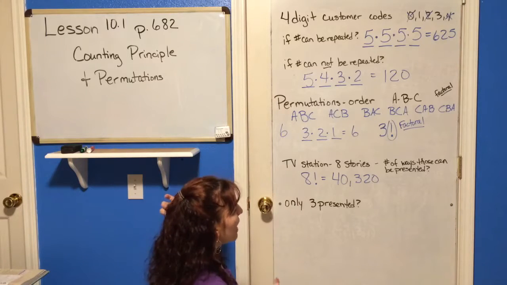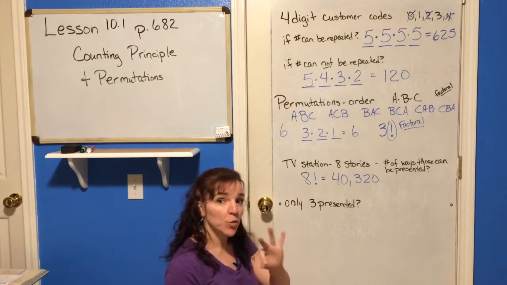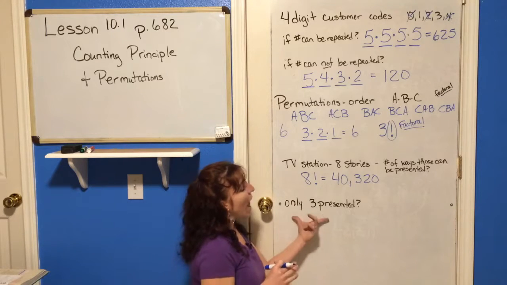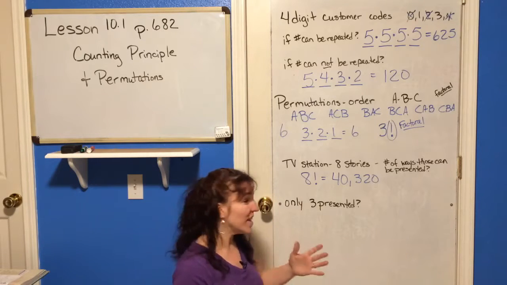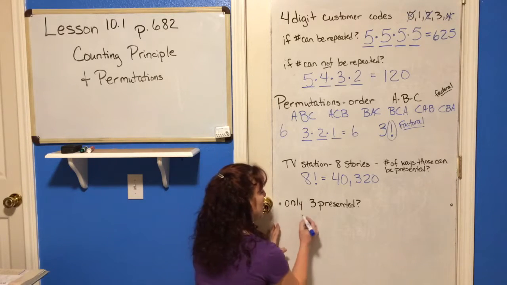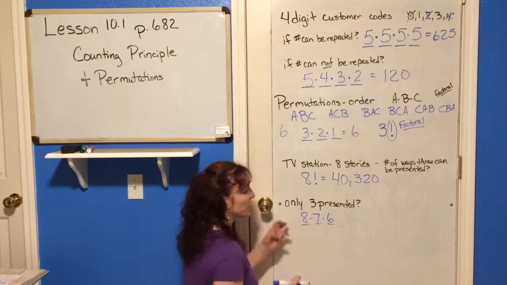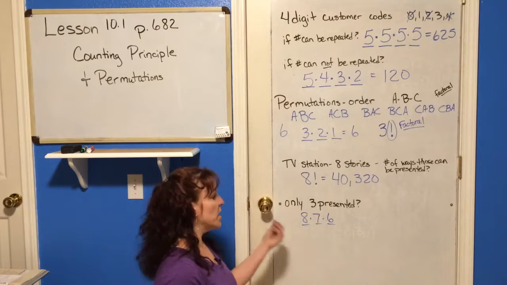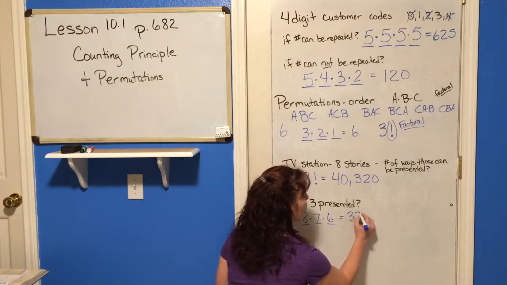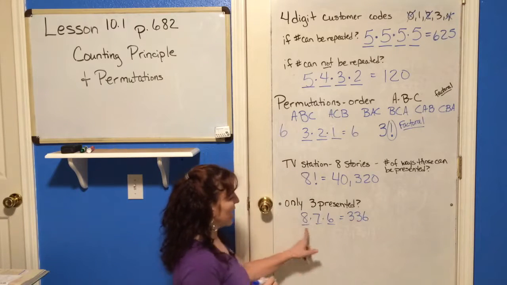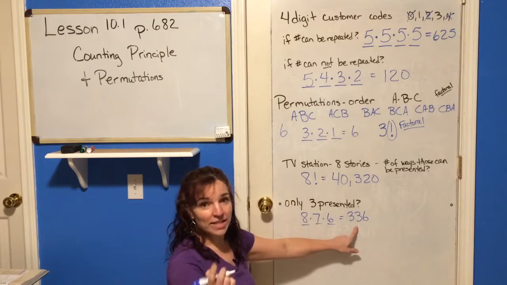Now, what happens if they've got 8 stories, but they only have time for 3 stories? How many different combinations of just 3 stories are there? Well, in this case, there's just going to be 8 times 7 times 6 because we only have 3 slots available. All right? So 8 times 7 times 6 would be 336. That's where I got that. I just plugged it into my calculator, 8 times 7 times 6.